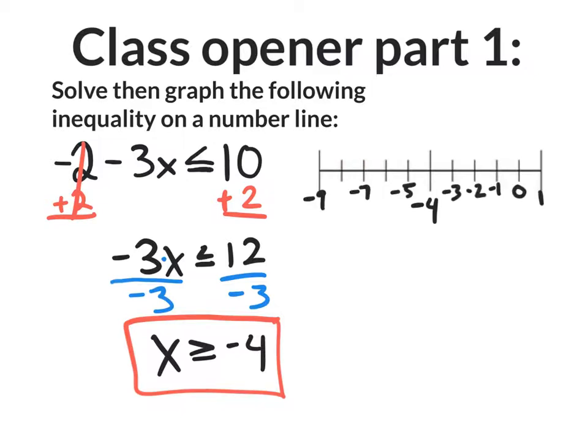Okay, so the question is this. Do I put a solid dot right here at negative 4 or an open dot? Solid. How do you know it's a solid dot? Because there's a solid line underneath it. So it will be a solid dot at negative 4.